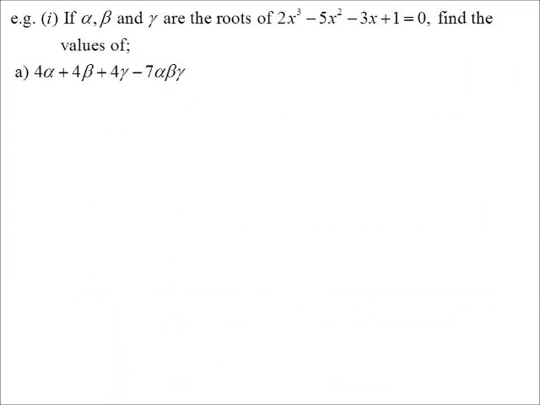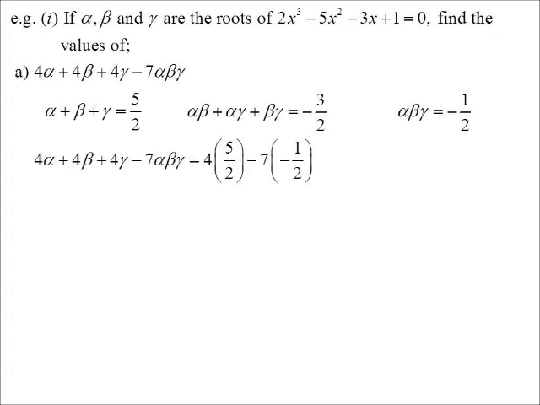Alright, let's have a bit of a play. We've got a cubic. We're going to find 4 alpha plus 4 beta plus 4 gamma minus 7 alpha beta gamma. Wow. Let's find them. Alpha plus beta plus gamma, 5 on 2. I don't really need 2 at a time, but you'll notice I'm only doing part A here. I may need it later on, so it makes sense to work them all out. Minus 3 on 2, and alpha beta gamma minus a half. I've got 4 lots of 1 at a time, minus 7 lots of 3 at a time. That's just a substitution question. There we are, 27 on 2.